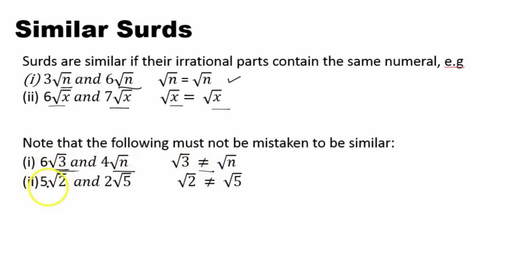The same thing is applicable to 5 root 2 and 2 root 5. So you check this root umbrella. That's what you will check. Once you check it, the number here and the one you are comparing it with, are they the same? If it's the same, yes, they are similar sorts. If they are not the same, they are not similar sorts. I believe we are getting it. Let's just look at a few explanations.